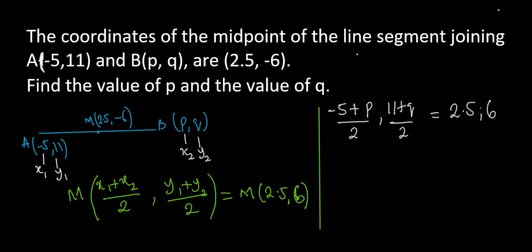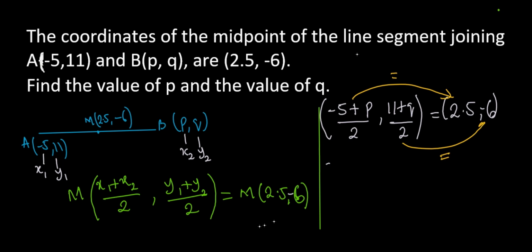Now, they are both equal. The first coordinate will equal the first coordinate on the other side. So you have -5 plus p over 2 equals 2.5, and 11 plus q over 2 equals -6.